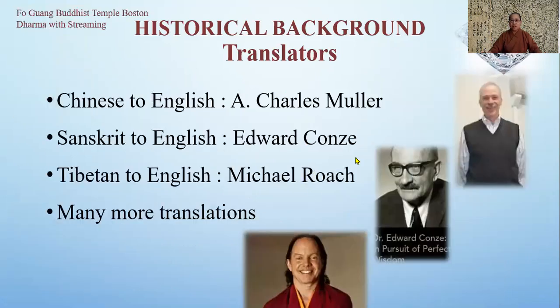And in the English translation, there are also many English translators that translated the Diamond Sutra into English. There are a few of them that are the most famous translators. From Chinese to English is Professor Charles Miller. He's a professor, very famous professor. From Sanskrit to English is Edward Conze. Tibetan to English, Michael Roach, and many more translations. If you want to see all these translations, you can go to Google and just search for the Diamond Sutra translator. You will see it.